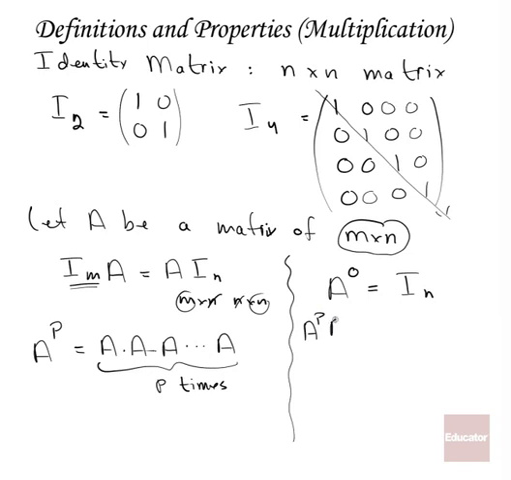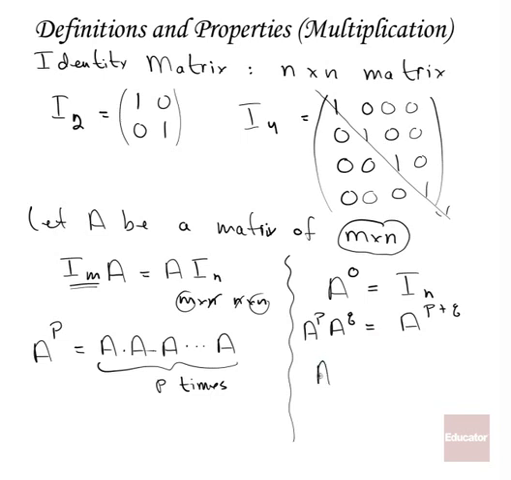A to the P times A to the Q, handle it the exact same way. A to the P plus Q. You just add the exponents and multiply it by that many times. So if you have A squared times A cubed, that's going to be A to the 5th. A times A times A times A times A. Just like numbers. There's nothing new here. You're just dealing with matrices.